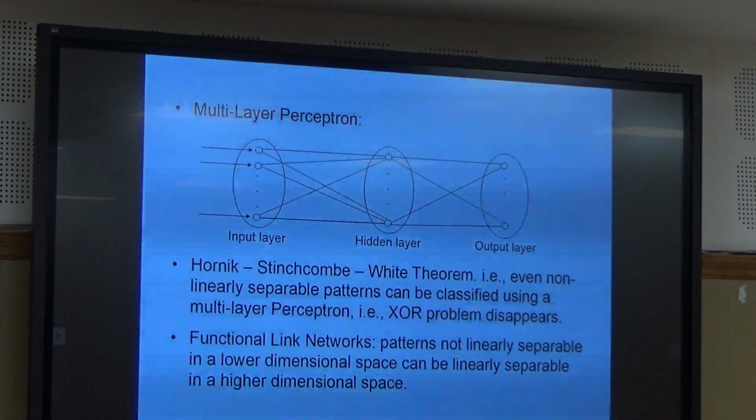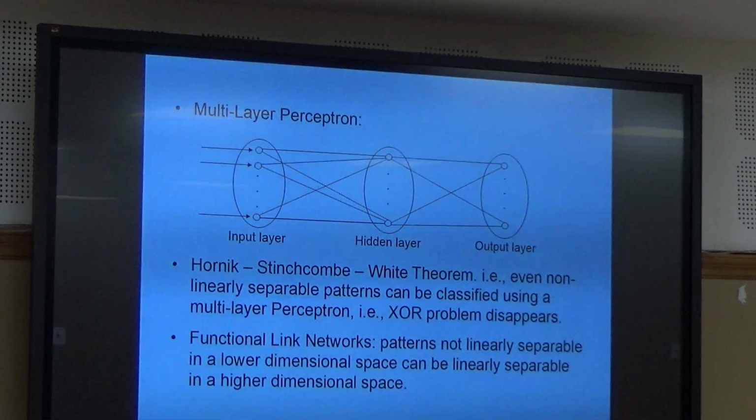Okay, so multi-layer perceptron: according to Hornik, Stinchcombe and White, even non-linearly separable patterns can be classified using a multi-layer perceptron. If you look at this diagram, as I said at the beginning, this is what's called universal function approximation. Inputs are x1, x2, xn. Outputs are y1, y2, yn. Each of them is a function of the input. Any arbitrary function can be approximated by a multi-layer perceptron. So the patterns which are not linearly separable in a lower dimensional space can be made linearly separable in a higher dimensional space.